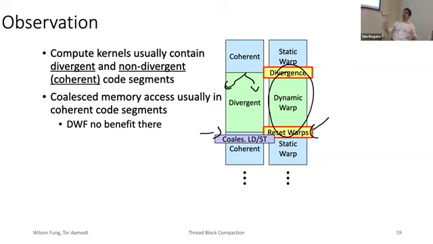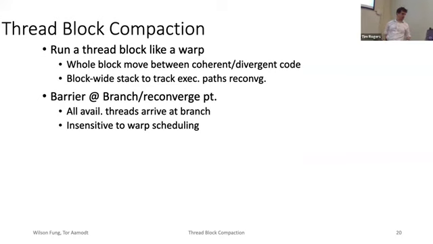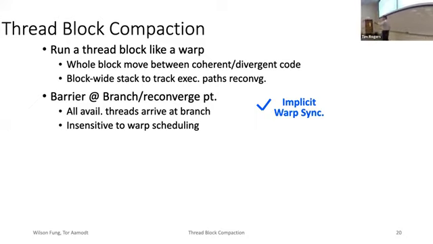So the basic idea is let them diverge, repack things, and then let them reset and put them back in their original static formation. We'll do this at the reconvergence PC. The core idea here is to treat the entire thread block like a warp from an execution perspective. So I'm going to have, let's say, 8 warps in my thread block. I'm going to run them all.